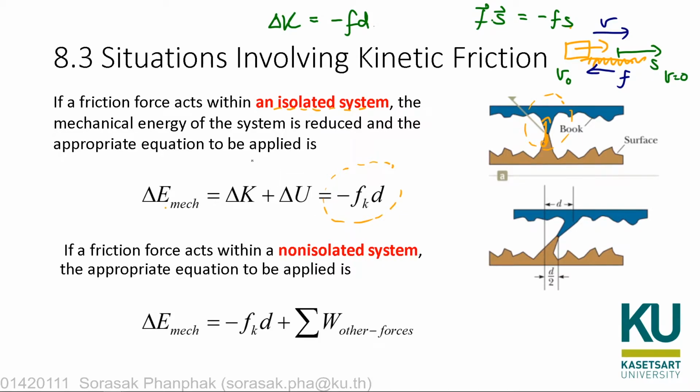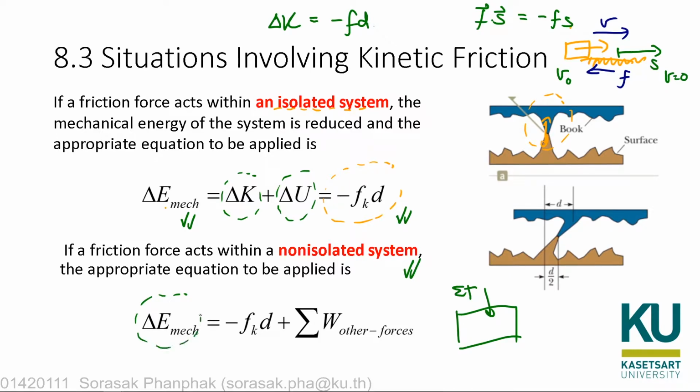However, sometimes you not only have kinetic energy, sometimes you have potential energy as well. So the total energy change in an isolated system is all lost to the work from the friction. However, if it's a non-isolated system, that means you have some energy transferred to the system as well. Not only do you lose this energy in terms of kinetic energy and potential energy to the friction work, this is the work done by the friction, and there is another work as well from other forces that interact.